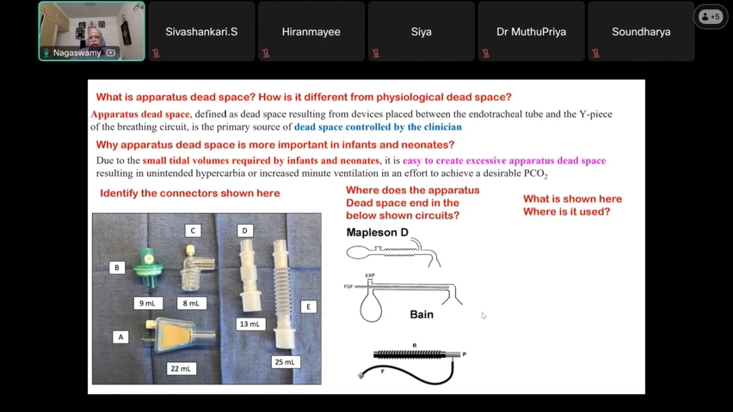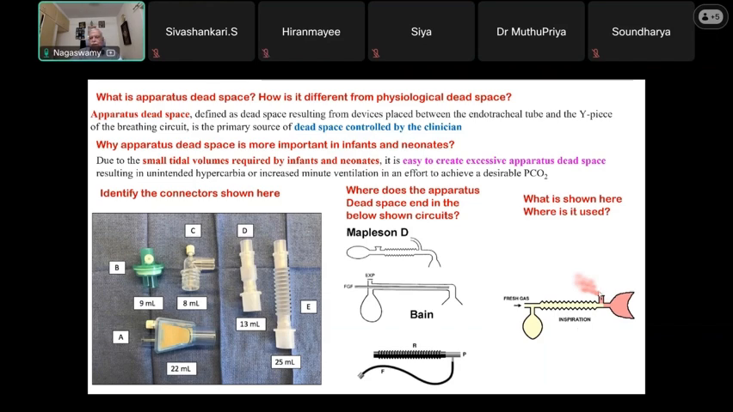And this is another circuit which is used. Can you tell me or name this circuit? Fresh gas flow is entering here. Reservoir bag is here. This is fresh gas flow flowing here, and this is the expired air coming out through the expiratory valve. Which circuit is this? Very useful for spontaneous ventilation. Mapleson A, sir. Mapleson A or Magill circuit.